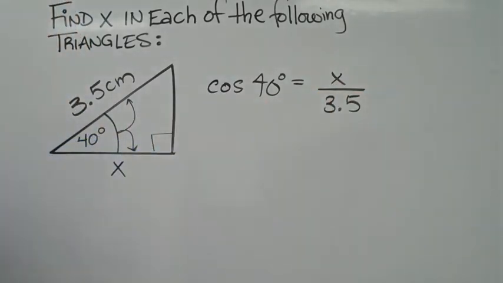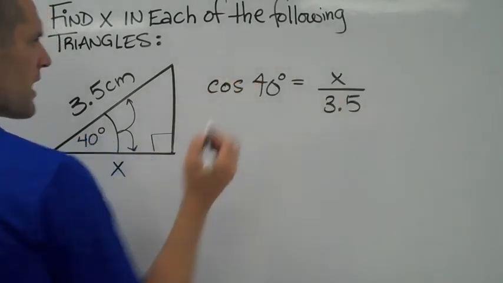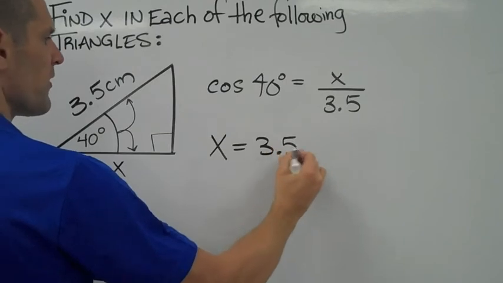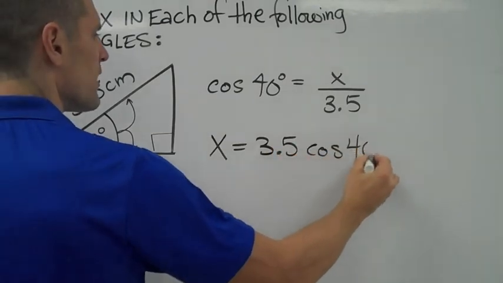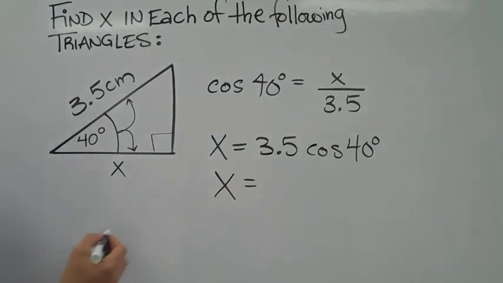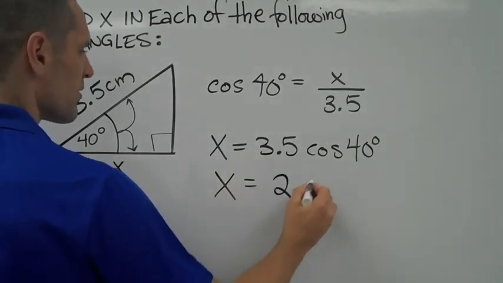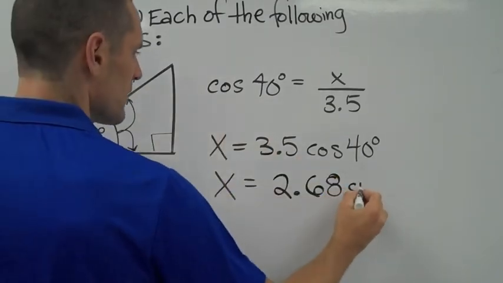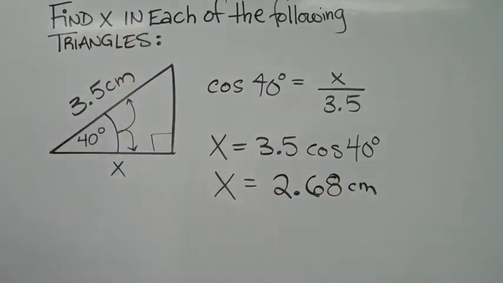Well, if I have that, I can now solve for x by multiplying both sides of the equation by 3.5. So x is equal to 3.5 times cosine 40 degrees. As long as my calculator is in degrees, when I mash this out to 3 sig figs, I'll get 3.68 what? Centimeters. Why? Because we just found the side.